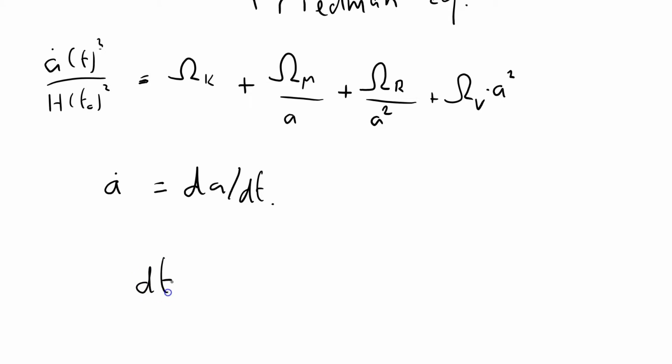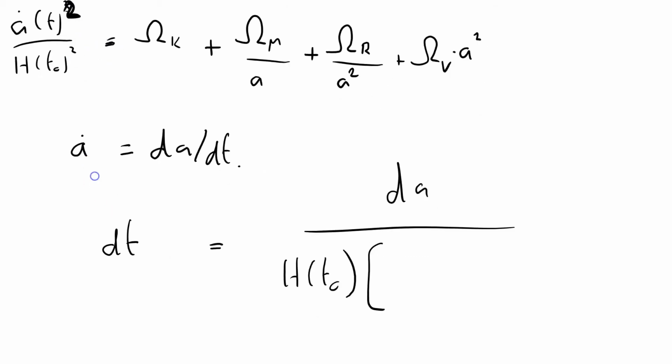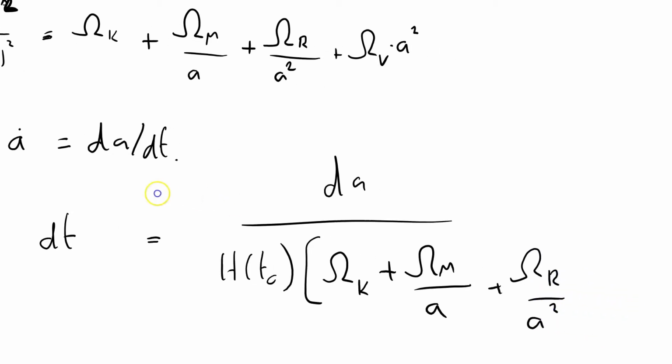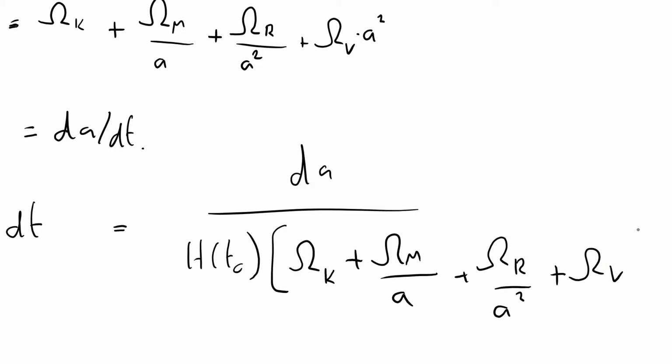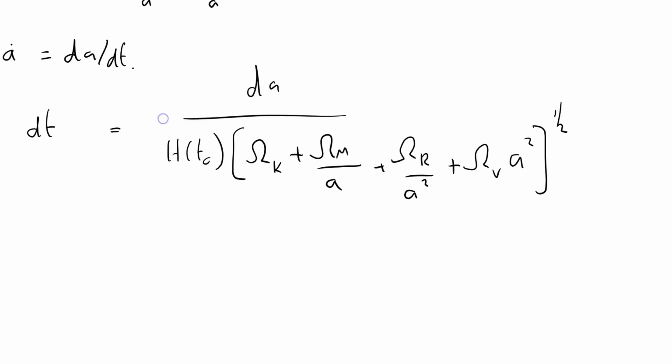We've got that dt equals dA over H(t0) times a square root, because this is a squared term here. And what have we got? We've got Ω_k plus the matter term over A, plus the radiation term over A squared, plus the vacuum energy term Ω_v times A squared, and it's a square root because we've got this squared there.